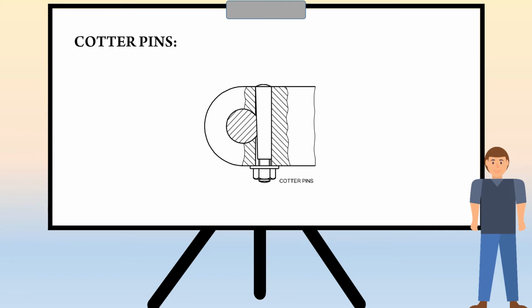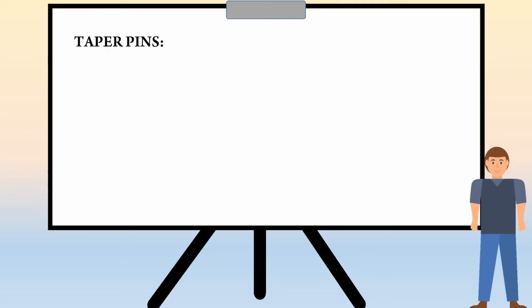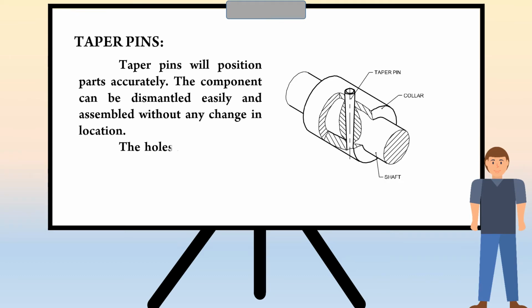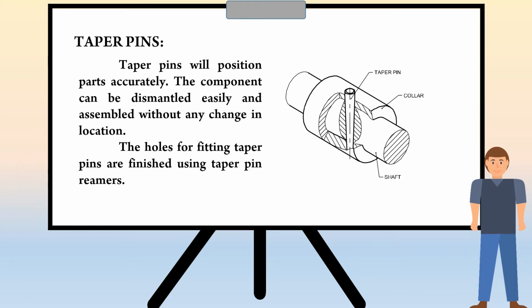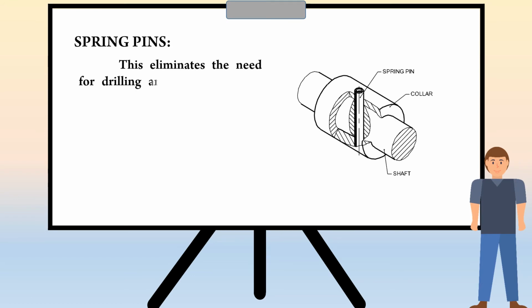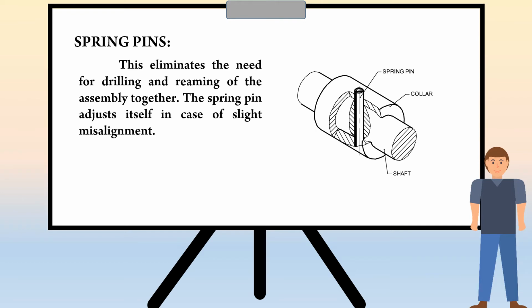Second one is cotter pins. Third type is taper pins. Taper pins will position parts accurately. The component can be dismantled easily and assembled without any change in location. The holes for fitting taper pins are finished using taper pin reamers. And fourth, spring pins. This eliminates the need for drilling and reaming of the assembly together. The spring pin adjusts itself in case of slight misalignment.